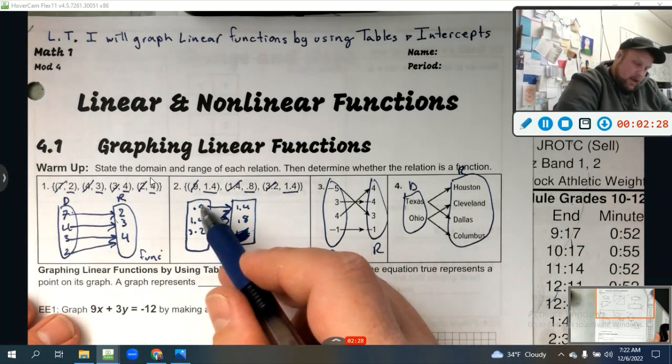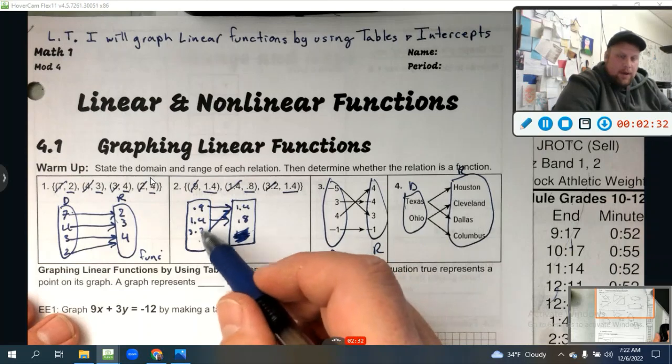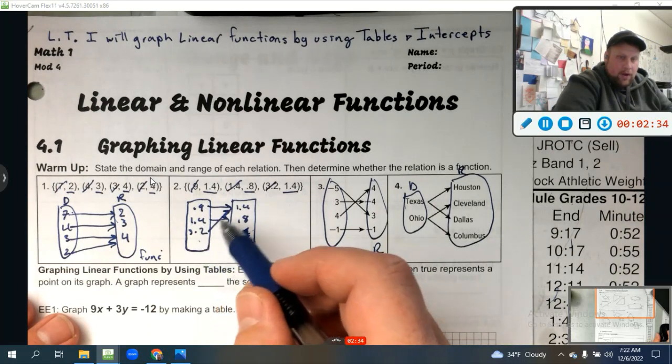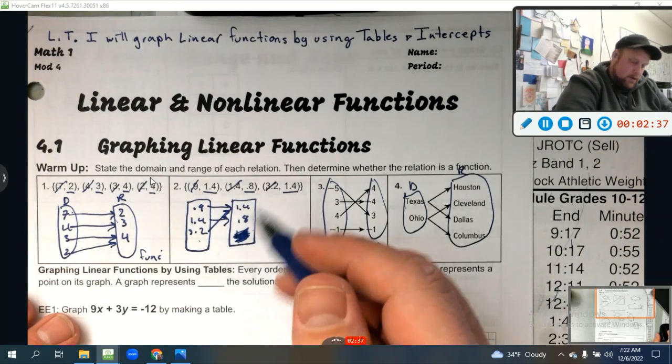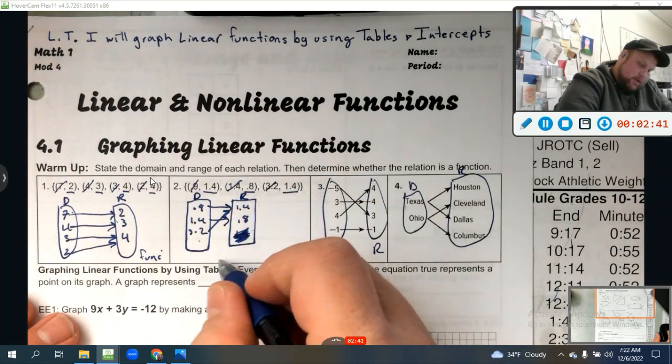Again, two buttons can give you Pepsi, right? But what we notice is each domain only goes to one range. That works perfectly, because this is my domain, this is my range, so this is a function.